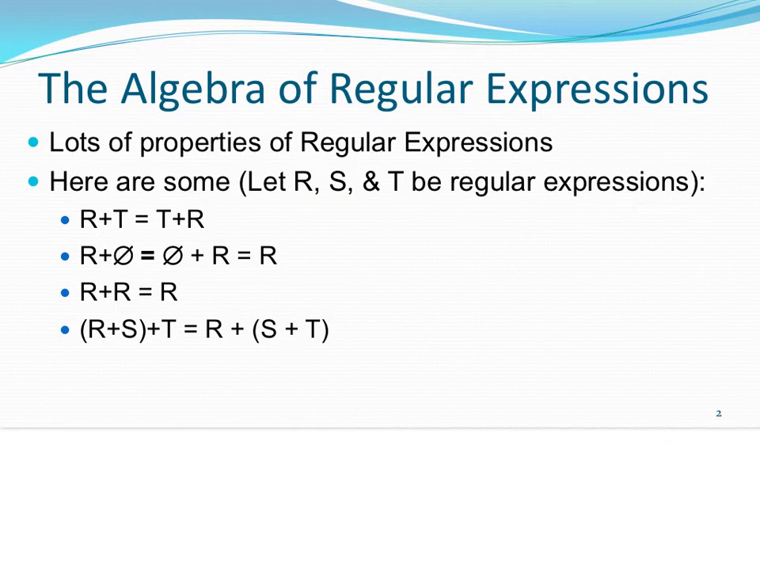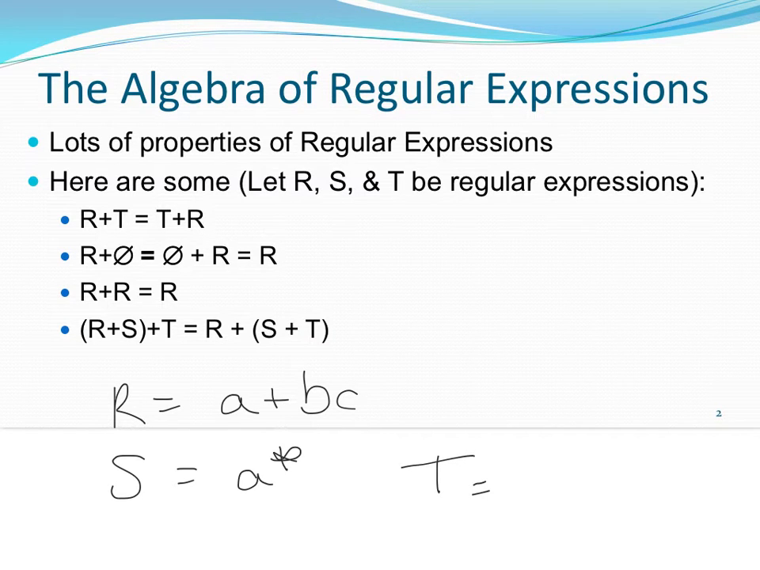I mean, R could be the regular expression A plus BC, and S could be the regular expression A star, and T could be the regular expression BBCD. And here's a bunch of properties of these regular expressions. The first one: R plus T is the same as T plus R.